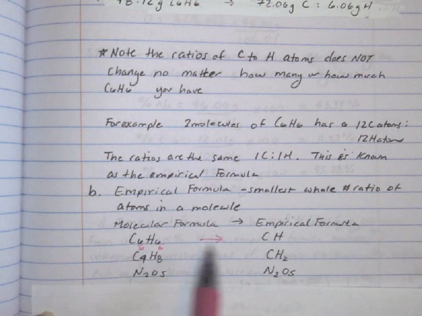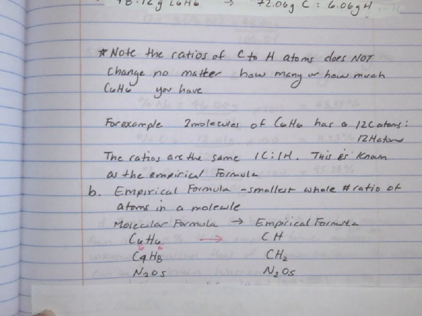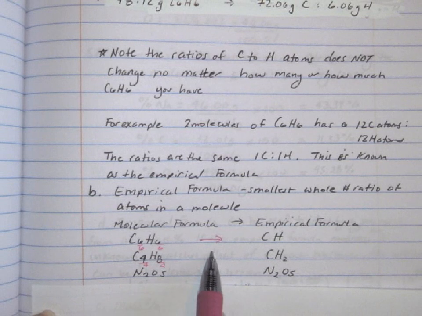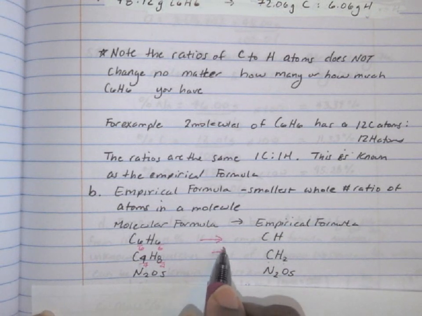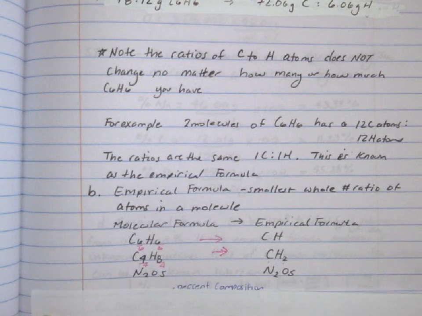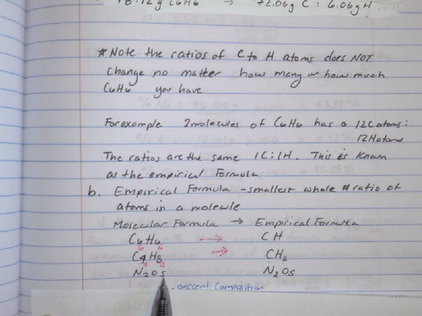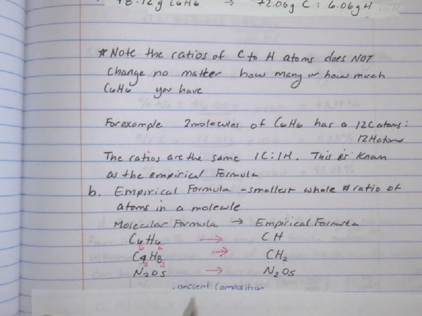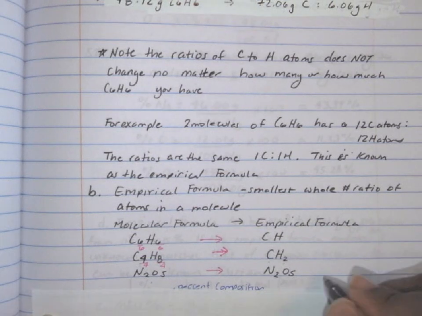Both can be simplified further. Here in C4H8, we can simplify further by dividing out a 4, since each of these is divisible by 4, and that gives us an empirical formula of CH2. And then finally for N2O5, there's no number that we can divide these by, so this doesn't have a common factor other than 1, which means its molecular formula and empirical formula are the same.